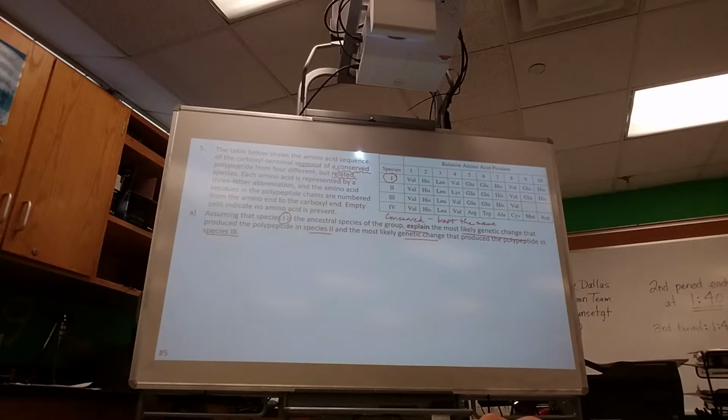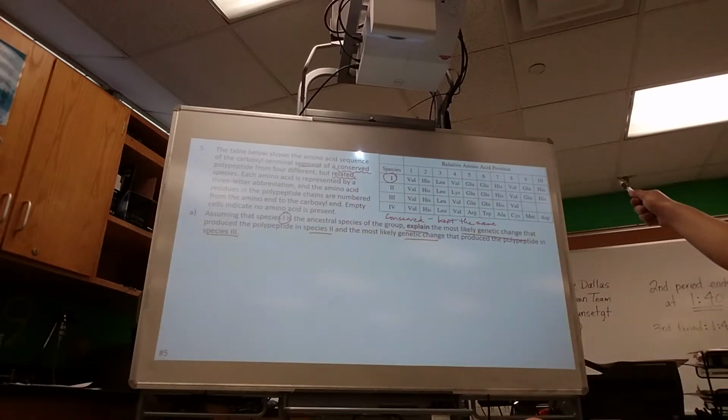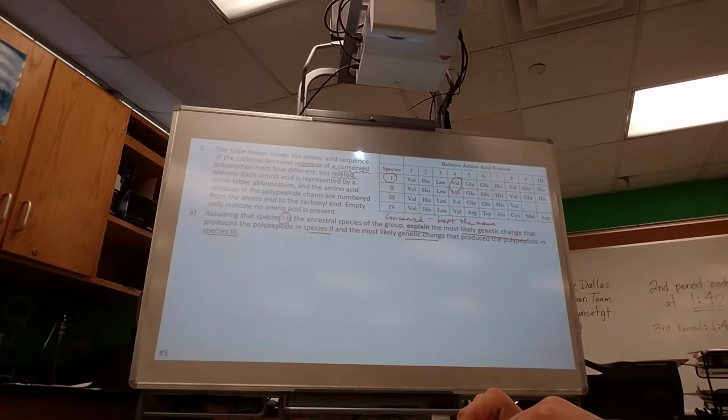Which amino acids are different between species 1 and 2? The number 4 is a valine to lysine. Anything else? No. That's it.